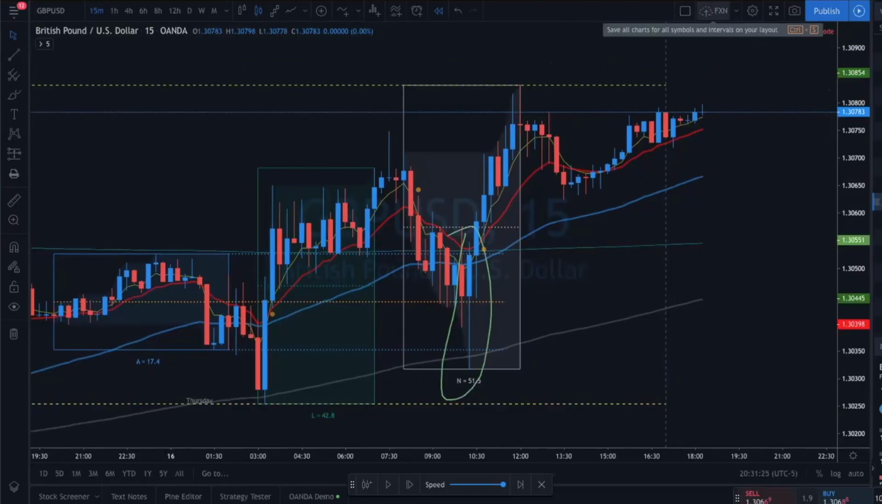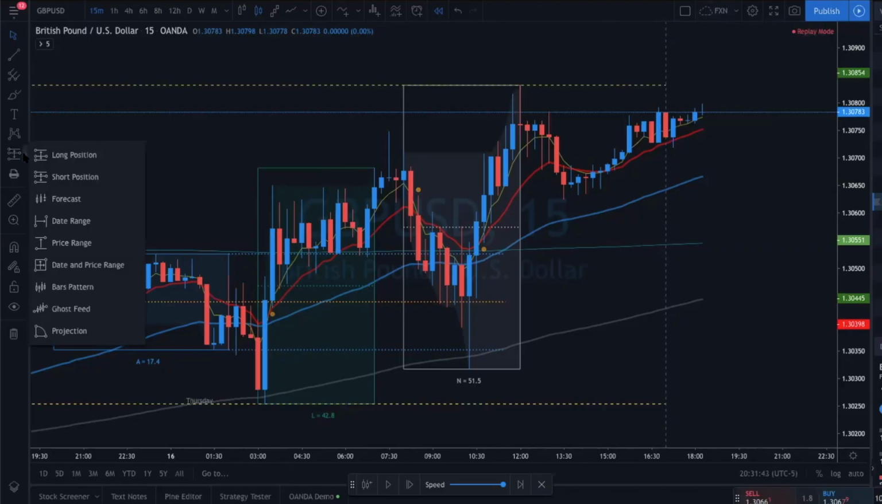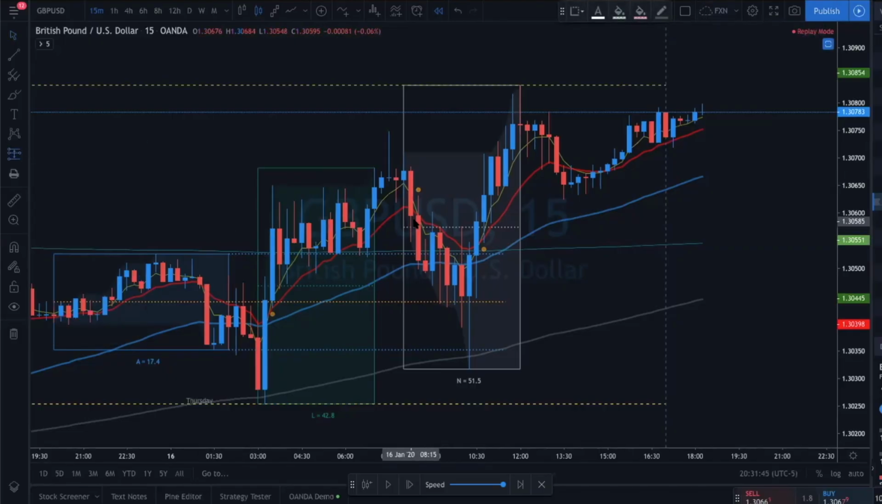And another thing is make sure that your take profit is somewhere that's easy to hit. Don't put it somewhere where it's hard to reach. Put it somewhere where it's easy to hit.